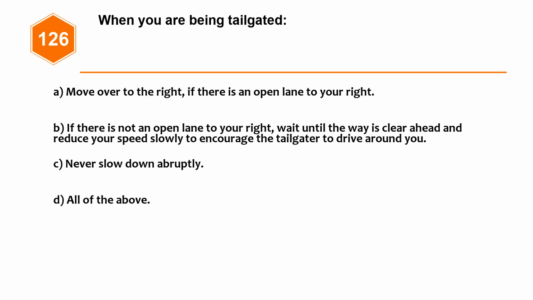Question 126. When you are being tailgated, option A. Move over to the right if there is an open lane to your right. Option B. If there is not an open lane to your right, wait until the way is clear ahead and reduce your speed slowly to encourage the tailgater to drive around you. Option C. Never slow down abruptly. Option D, all of the above.